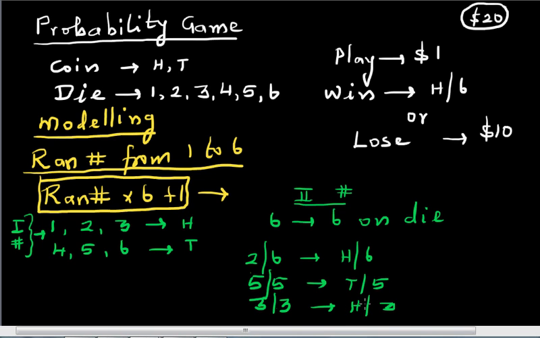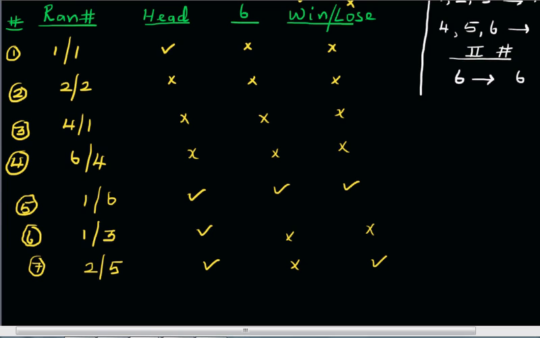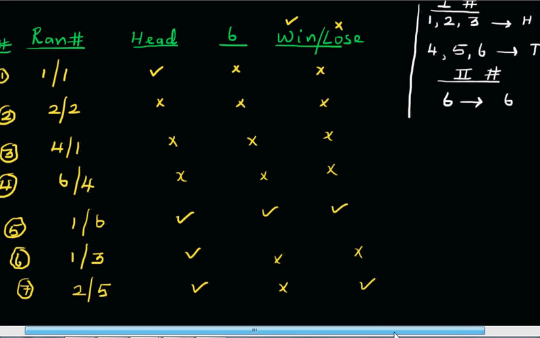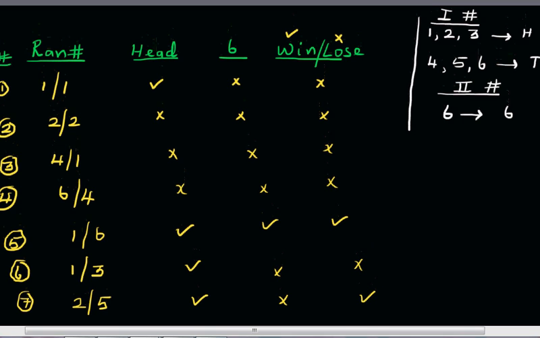I've done the experiment about 7 times, so let me show you that. I got 1 and 1. This is the game: this is the random number and this is head. Let me drag this slightly higher. I hope you can see this is my definition. If I'm getting 1, 2, 3, it is head. 4, 5, 6 is tail. And if I get a 6, I get a 6. So 1, 1 means I got a head, but I didn't get 6. If you get a head, you put a tick, and if you don't get a 6, you put a cross. That means have I won? No.